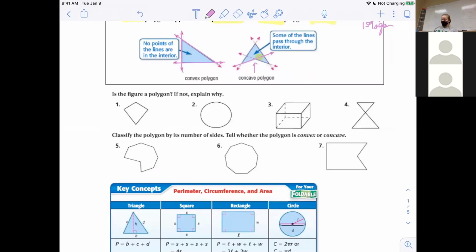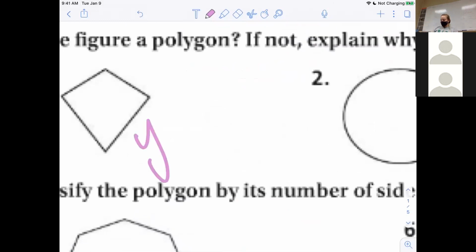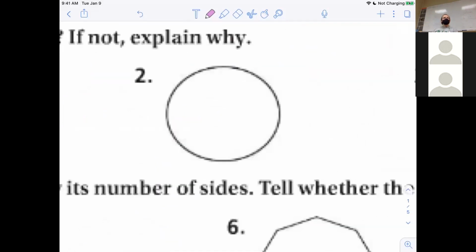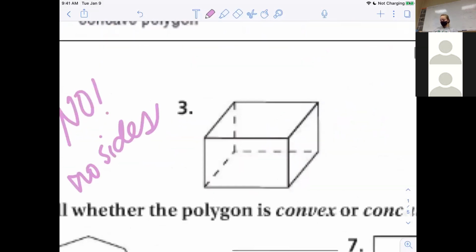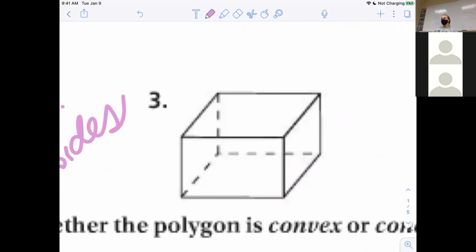Number 1, do we think polygon or no? Yes. Any reason why? It has sides, right? It looks like it has sides. What about number 2? No, why not? It's a circle. There's technically no sides on a circle. All right, what about 3? Why not, Allie? It's 3D. Each side of the 3D figure is a polygon, but as a whole, it's 3D, so it's not. It can't be 3D.